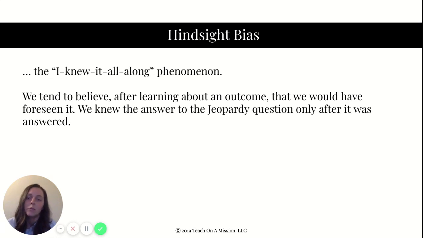So this is the idea that we tend to believe after learning the outcome that we would have foreseen it, right? That we already knew it. And so it's just a bias that we have, and it's really, really easy to fall into. So we just want to be aware of that. So just keep this one in mind.